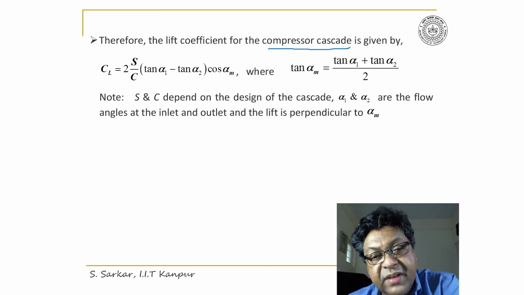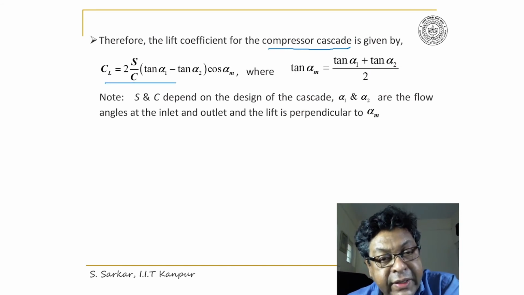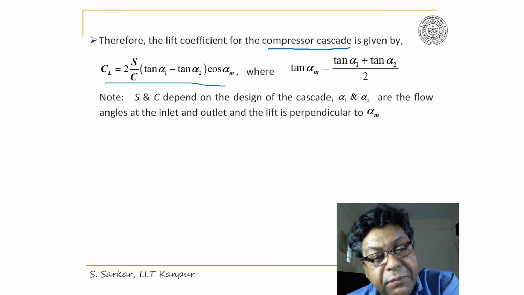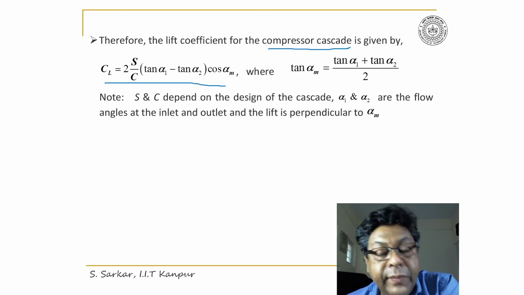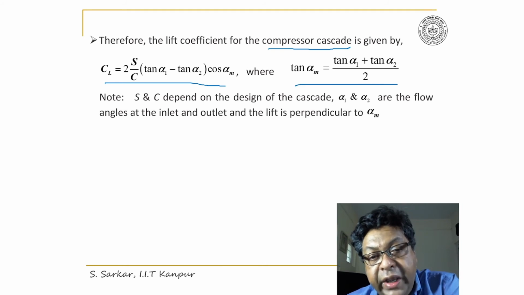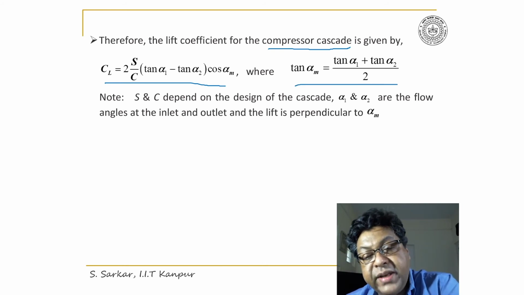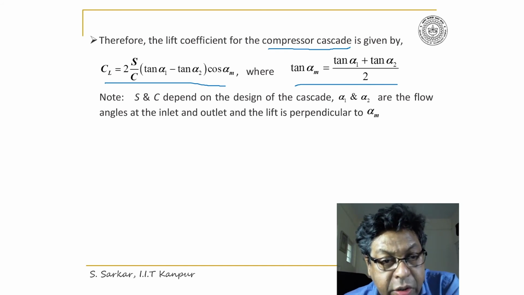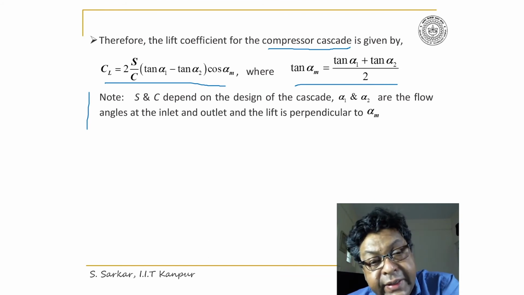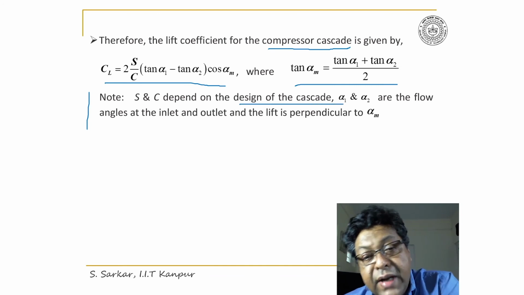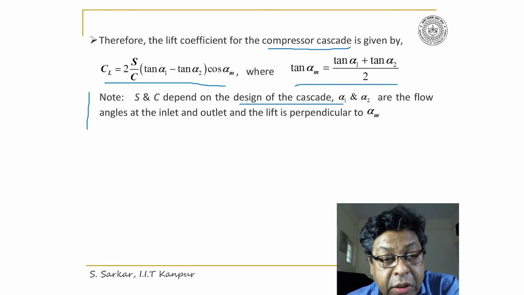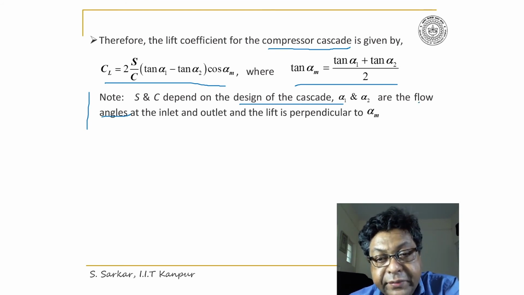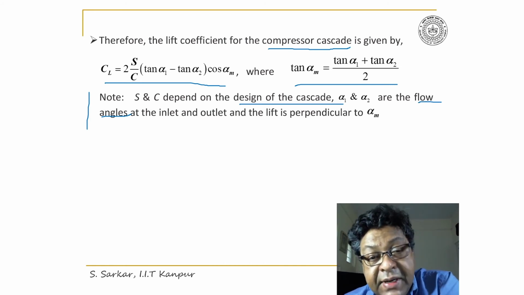Therefore, for compressor cascades, we can express Cl equal to twice S by C within the bracket tan alpha 1 minus tan alpha 2 into cos alpha m, where tan alpha m is equal to tan alpha 1 plus tan alpha 2 divided by 2. Note that S by C depends on the design of the cascade, right? Alpha 1 and alpha 2 depend on the flow angle at inlet and exit, right? And lift would be perpendicular to alpha m.